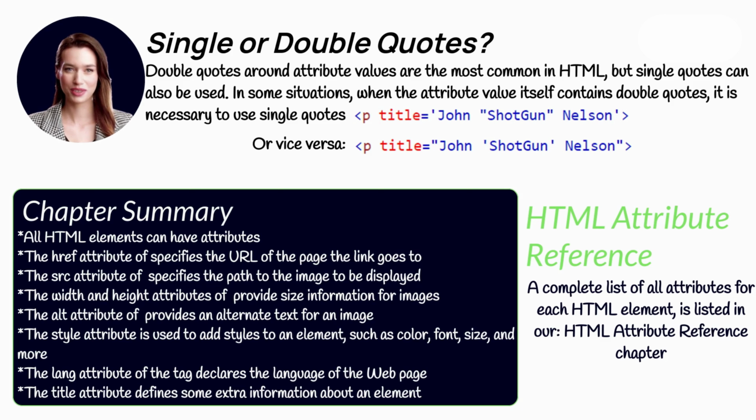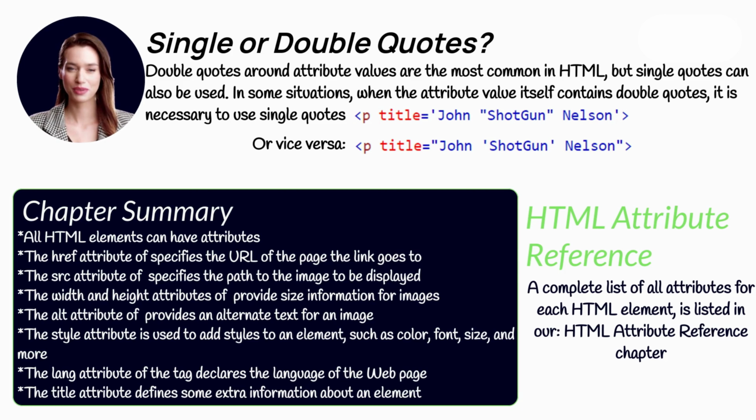The href attribute of <a> specifies the URL of the page the link goes to. The src attribute of <img> specifies the path to the image to be displayed. The width and height attributes of <img> provide size information for images. The alt attribute of <img> provides an alternate text for an image.